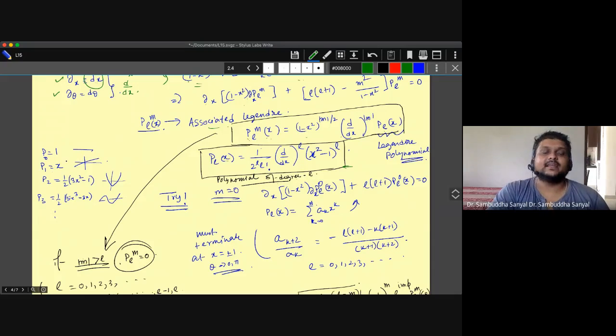And P1 is x, which is a line like this. P2 is a parabola. P3 is some asymmetric curve because it's x cubed, and then you can see this odd-even structure is of course there. It is either fully odd or fully even.